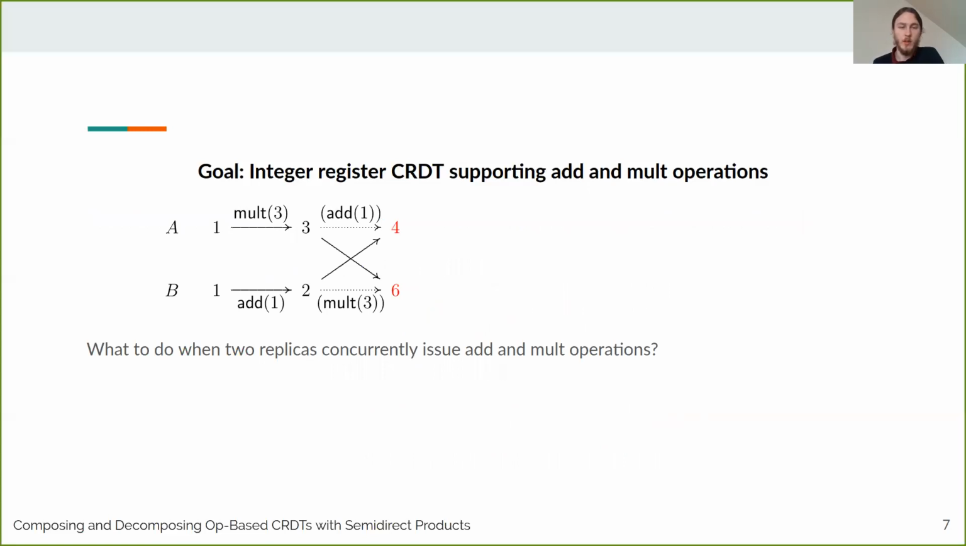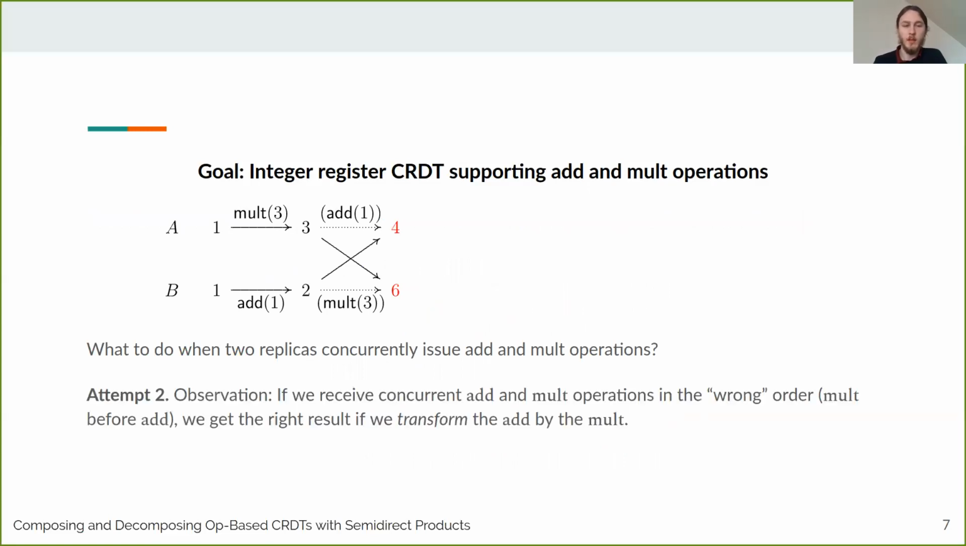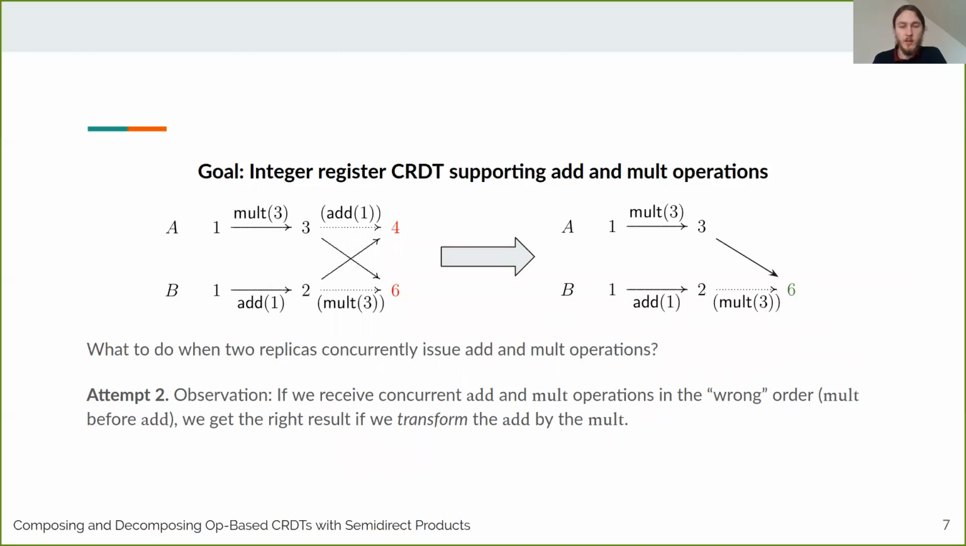Okay, so we're back to square 1. We have to deal with concurrent adds and multiplies. For our second attempt, let's observe that if a replica receives add and mult operations in the wrong order, so they receive the mult before the add, they can still get the right result if they transform the add by the mult. So here, we still have that B is doing things in the right order, so they can just apply the mult 3 operation literally.